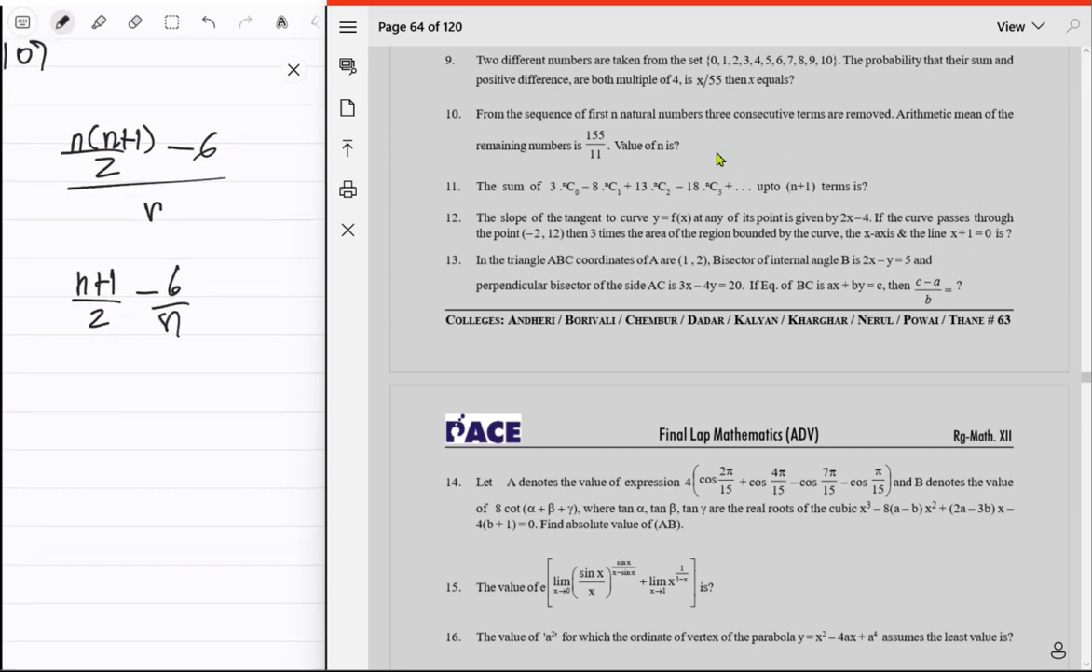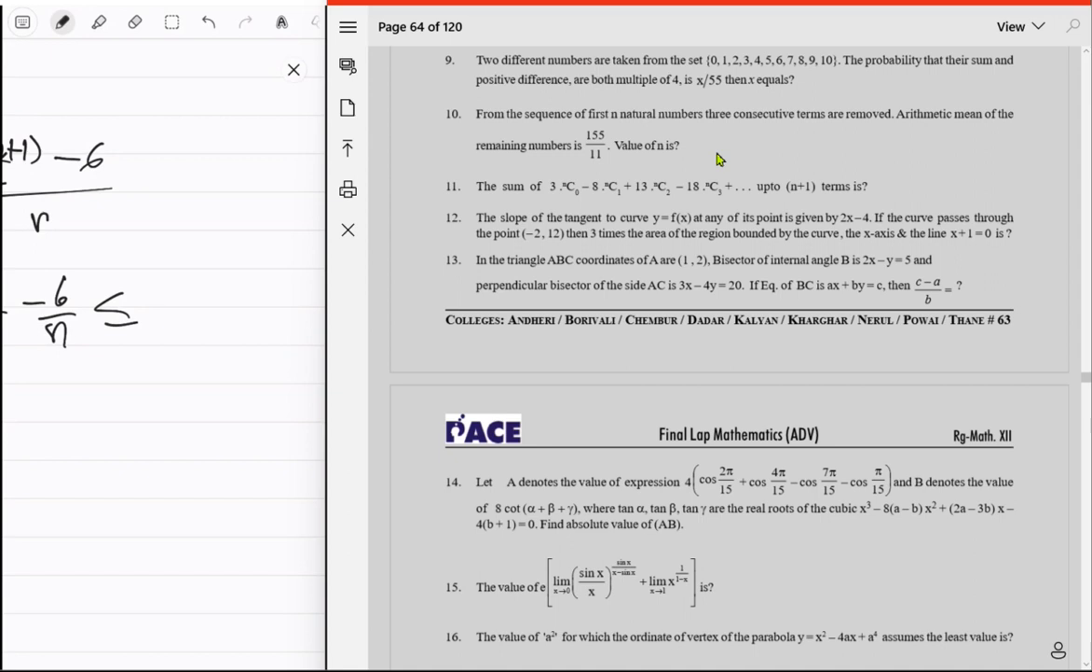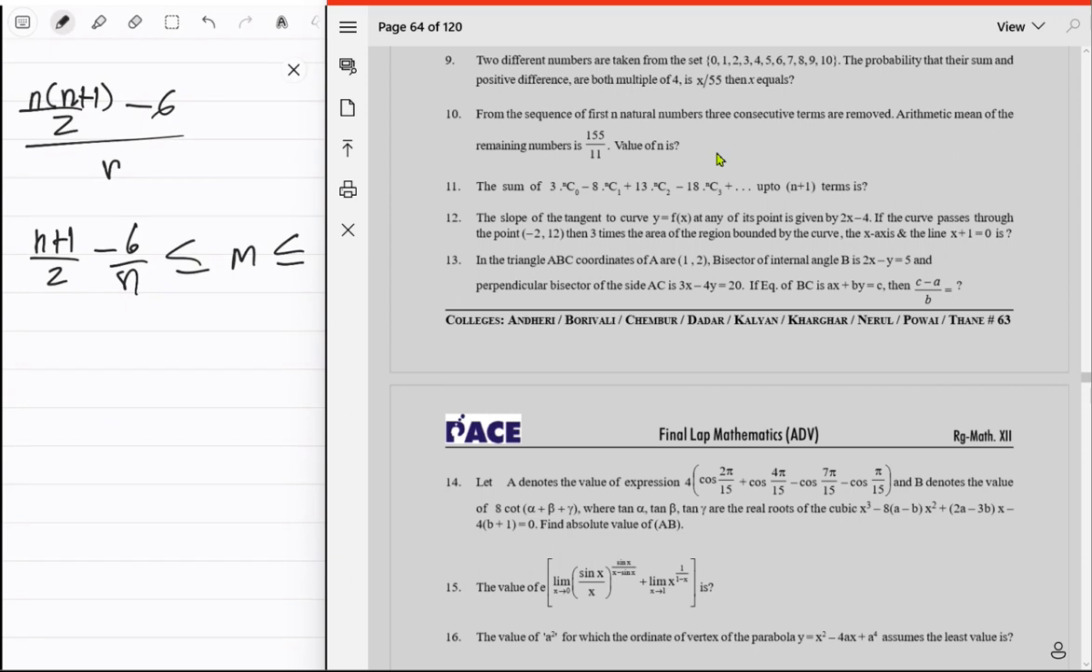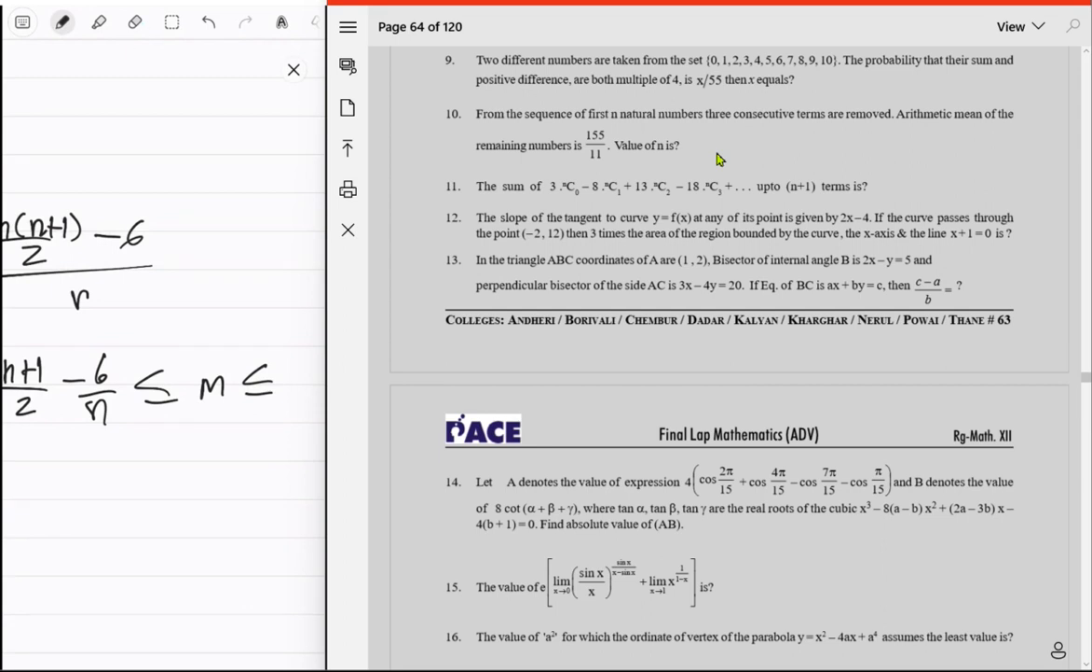So this is less than or equal to your mean, less than or equal to, suppose I removed the last ones, which is just n plus 1, wait no, n minus 1 and n plus 3, I guess, like 3n minus 6, so just minus 3n plus 6, right?